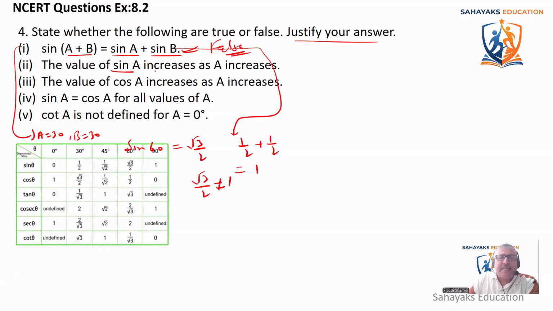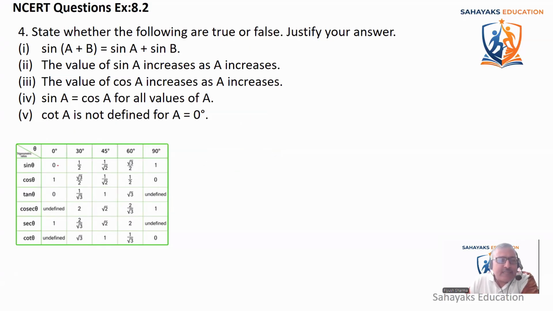The value of sine A increases as the value of A increases. Let's see. The value is increasing from 0, it becomes 1 by 2, then 1 by root 2, then root 3 by 2, and becomes 1. Yes, the value is increasing. So as the value of A increases, the value of sine A also increases. So this part is true. The first one was false.